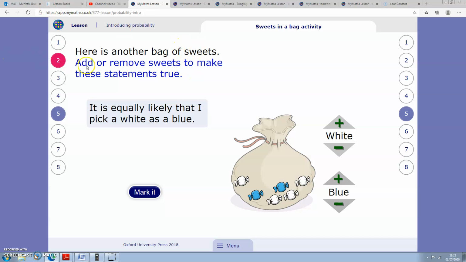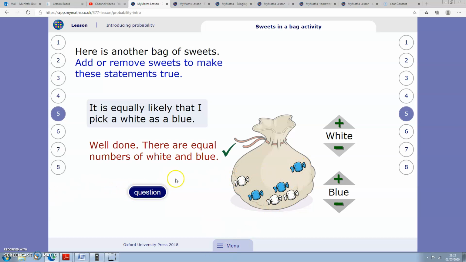Here is another bag of sweets. Add or remove sweets to make the statements true. It is equally likely that I pick a white and a blue. So I've got to have how many of each? I've got to have the same number. So if I've got 3 white, if I take one away and I add a blue, I've got 3 and 3. Same number.